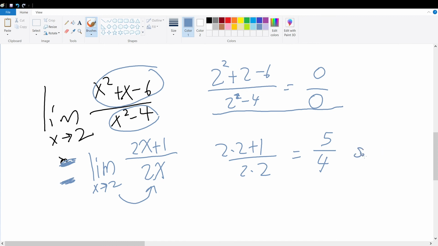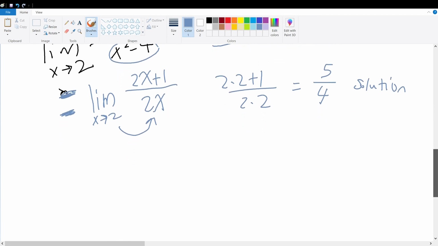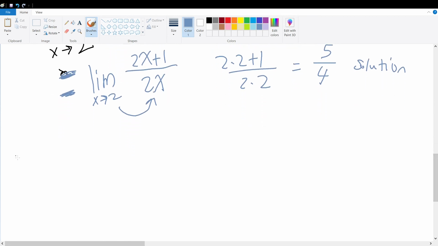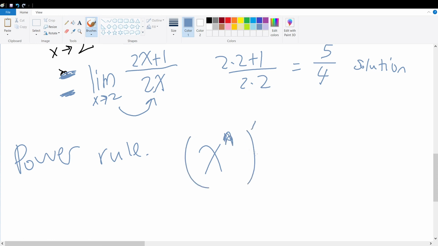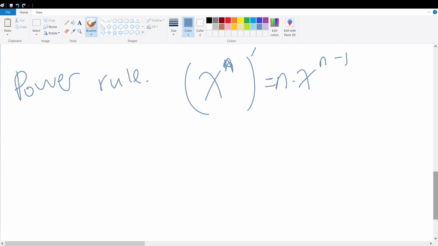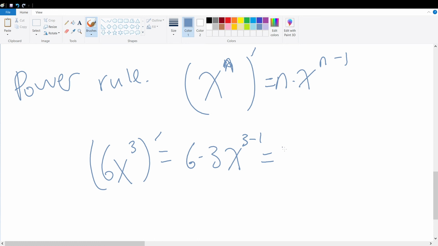So that's the solution. Now, if you forgot how to take derivatives, I will do a quick summary. It's the power rule, essentially, which states that pretend you have variable x to the power of n. When you take the derivative of this, it will just be n times x to the power of n minus 1. That's basically it. So if you encounter something like, for example, 6x cubed, and you want to take the derivative of that, it would just be 6 times 3x to the power of 3 minus 1, which will be 18x squared.